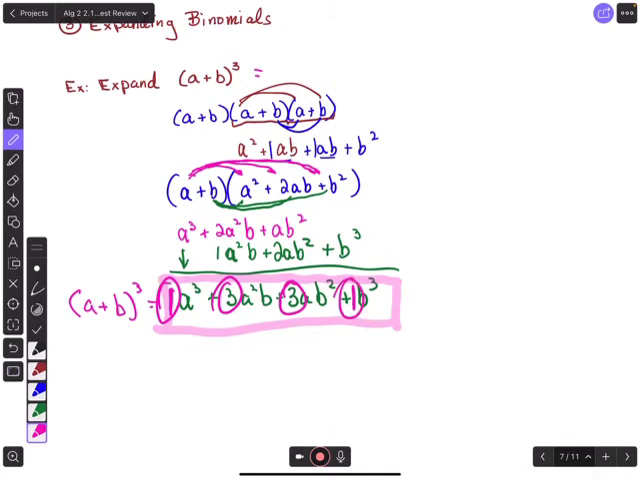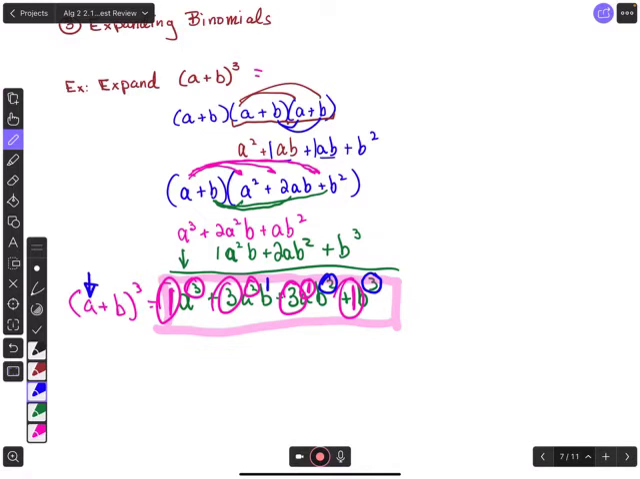I want you to notice also on our answer that we have here what the a did. The a went a cubed, a squared, a to the first, no a's, and the b did the reverse. Okay, if I start on the right-hand end, it went b cubed, b squared, b to the first, no b's. So the first term in your binomial starts with the highest exponent, cubed, and it goes descending, 3, 2, 1, none. The b, on the other hand, starts at the other end.